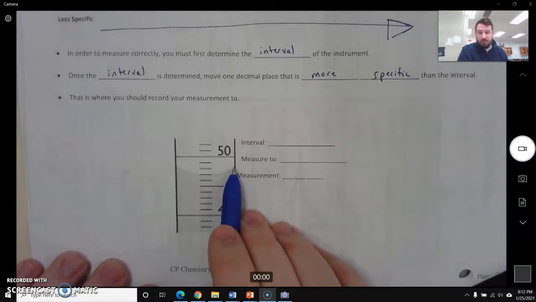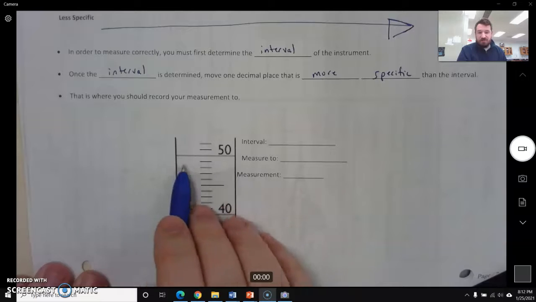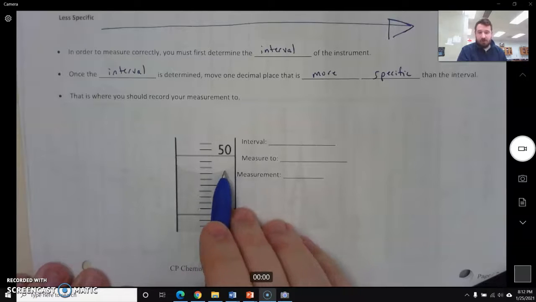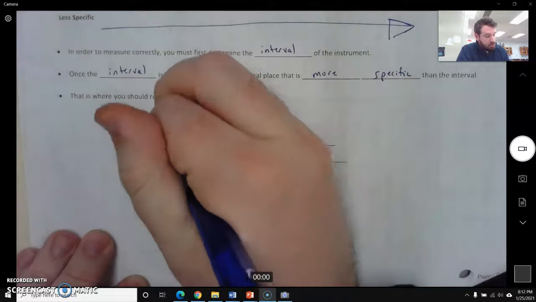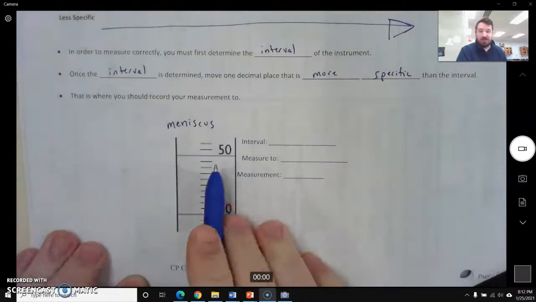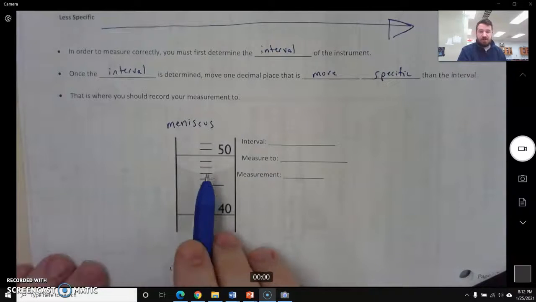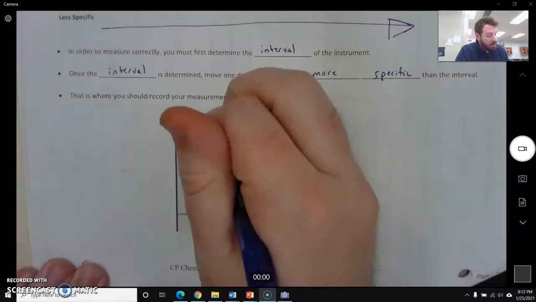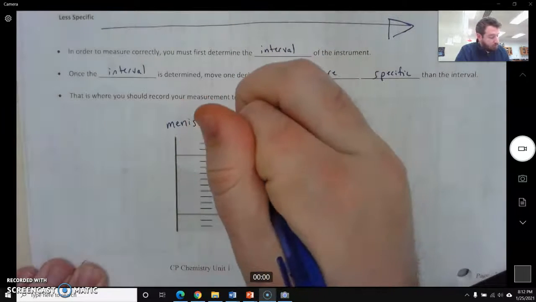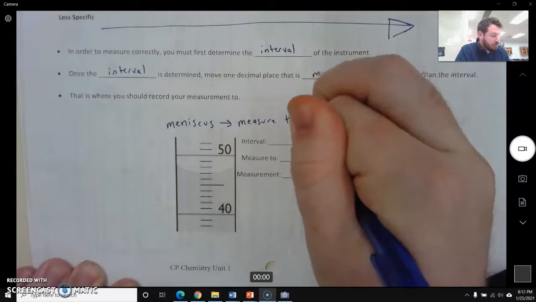So you might notice when we're using a graduated cylinder to measure the volume of a liquid that it doesn't give us a straight line, right? You'll start to notice a curvature. We call that curvature a meniscus, spelled the same way as your kneecap, which is also called your meniscus. And we are going to always measure the bottom of the meniscus.